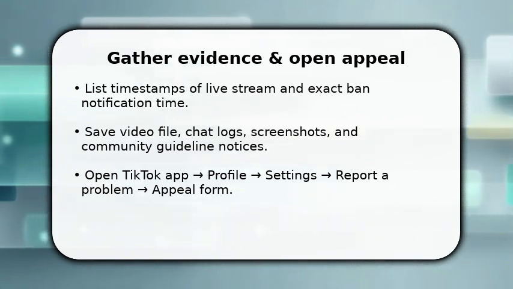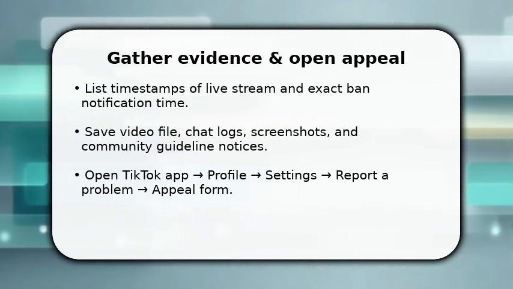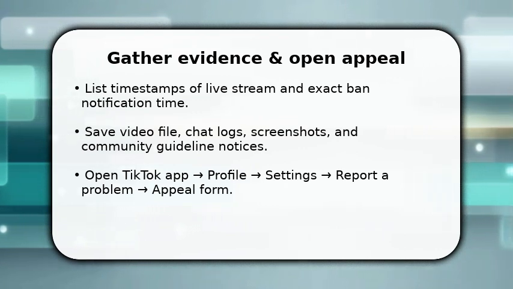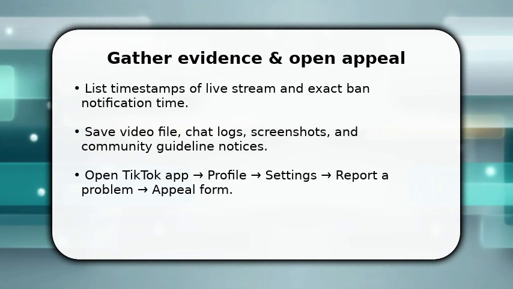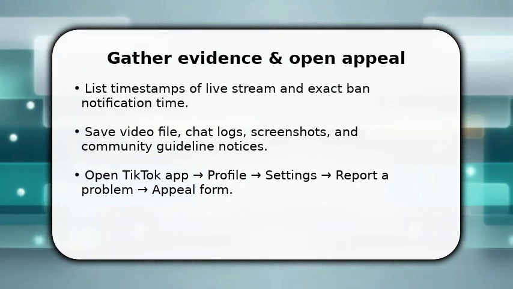Next, open the TikTok app, go to your profile, then Settings, right arrow, report a problem. Choose the live ban category and attach files. You're initiating the formal appeal now. This step creates the record TikTok will evaluate.